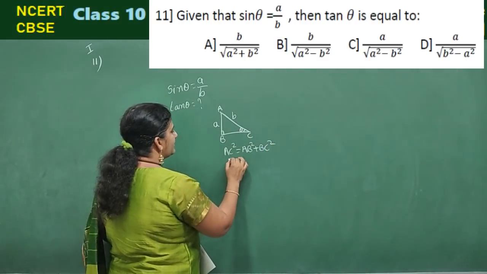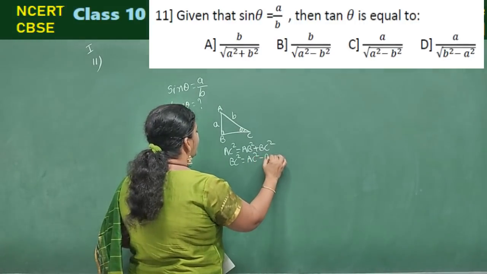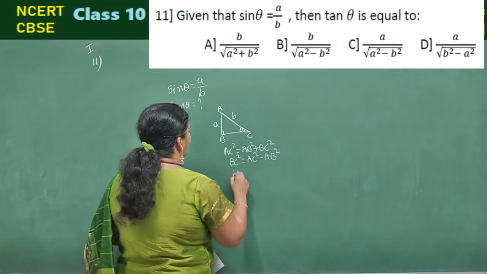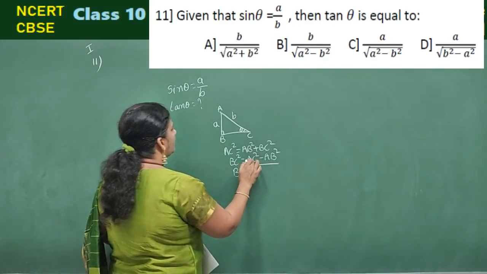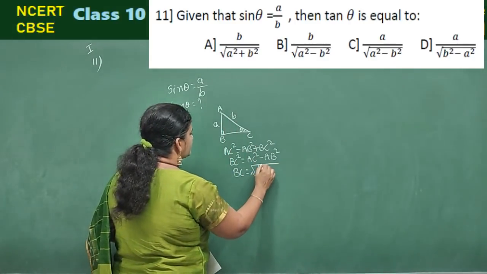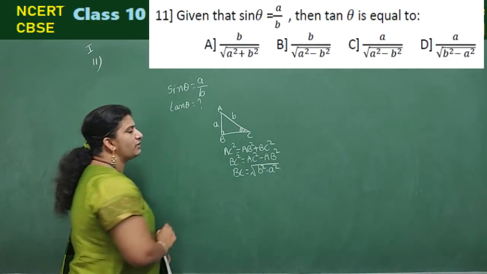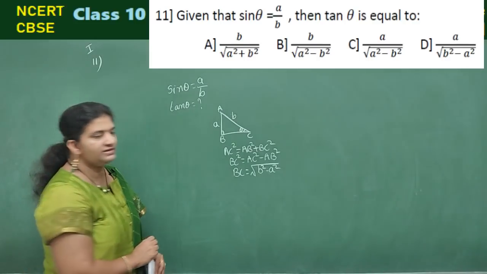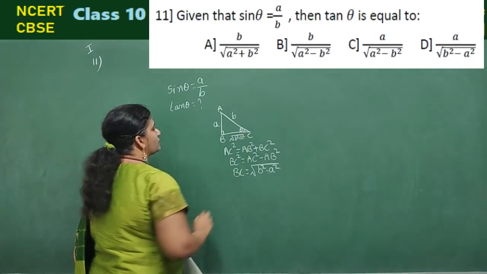We need BC. Rewrite the formula. BC square is equal to AC square minus AB square. And remove the square. Apply other side square root. AC value is B. AB value is A. BC is equal to square root of B square minus A square. Right here, adjacent value is square root of B square minus A square.